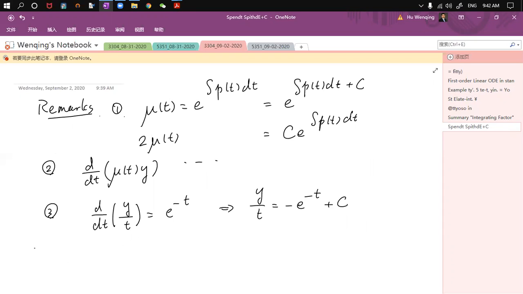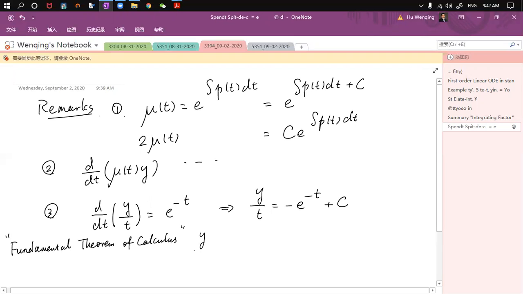But you can also do it in the following way. If you have a derivative equal to a function, then you can apply the fundamental theorem of calculus. By applying it, it simply tells you that y(t) over t minus y(1) over 1, so I'm treating y(t) over t as a function, is the integral. Now I have a fixed integral, I'm fixing my integral domain, from 1 to t of e power minus t dt.